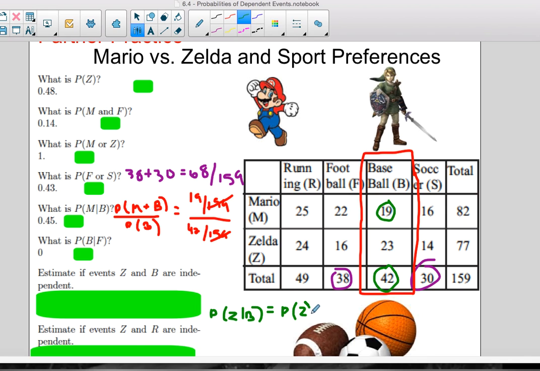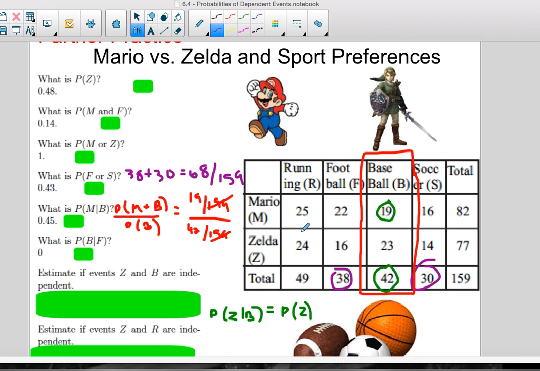Which would mean B has no effect on Z. Right? Z given B is equal to just Z. Well, then B had no part in influencing it whatsoever. So again, you'd have to do this work, but the probability of Z given B, we'll look at this. You could use the whole formula, or you can just look at the table.